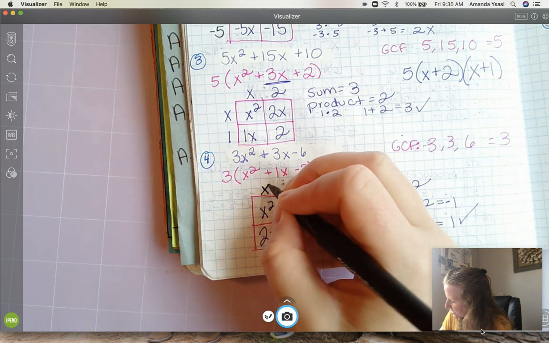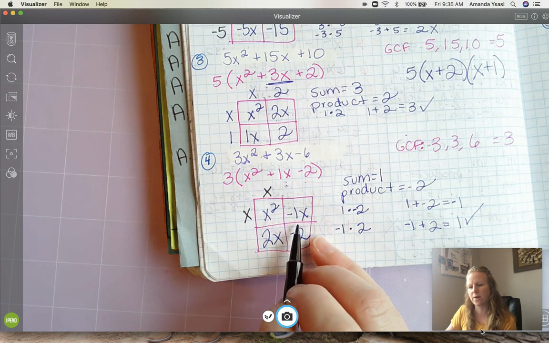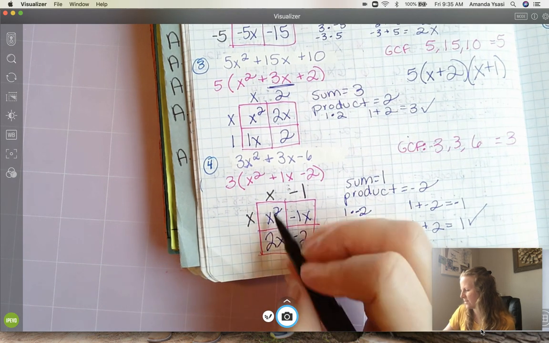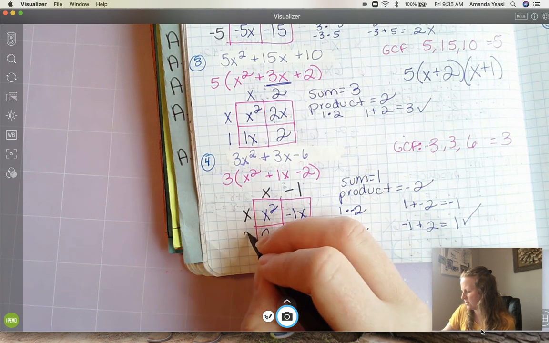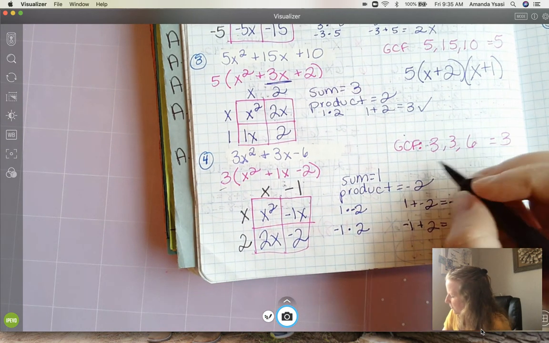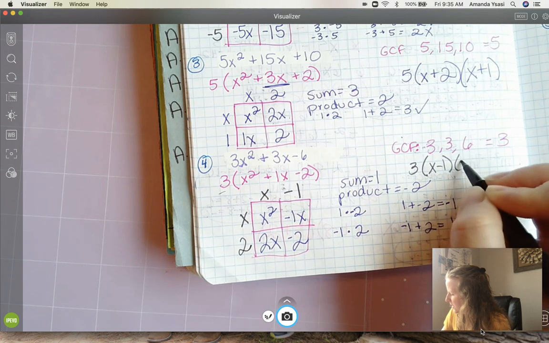So we know that this has to be x times x to get x squared. x times what gets negative 1x? Negative 1. And x times what to get 2x? 2. So we have this 3 out front. So our final answer is 3 parentheses x minus 1, x plus 2.